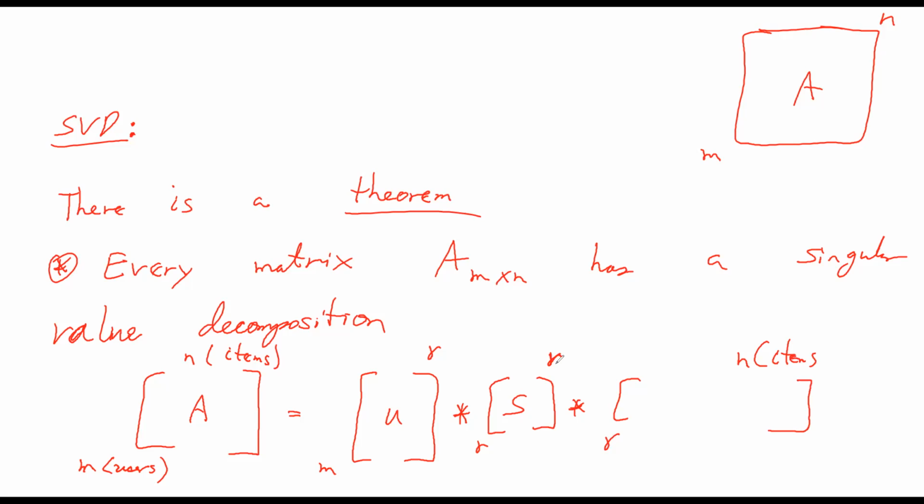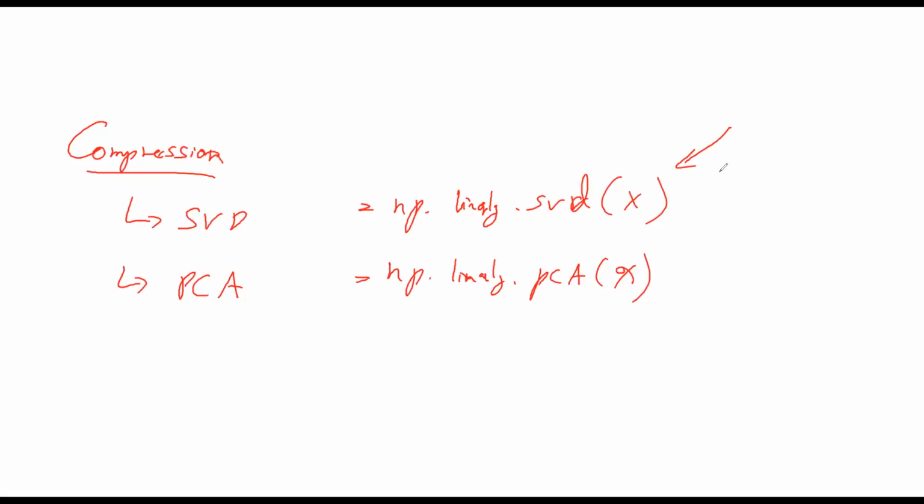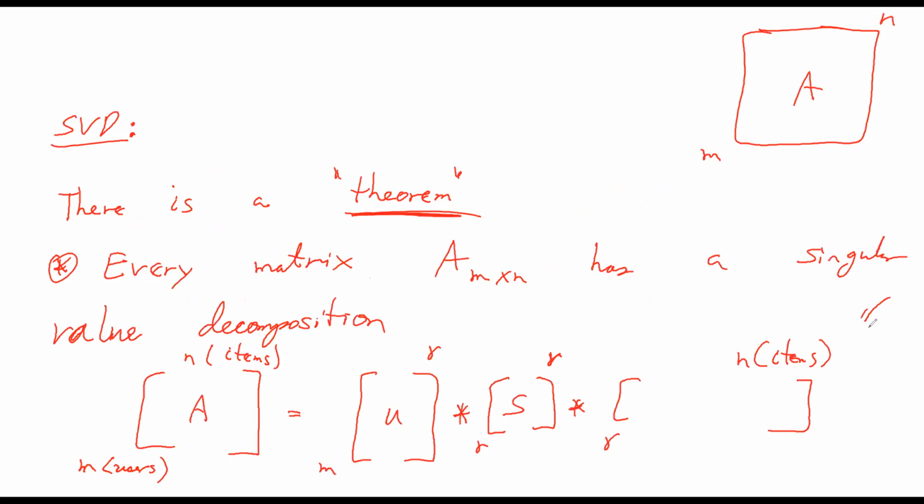This little R is called a rank. So we start with an M by N rating matrix A, of M users by N items, and we decompose it into the product of three matrices, which are these. And that, guys, is a theorem. What that means is that it holds all the time. Now, as the algorithm, this has an algorithm in the background that has an optimization goal, and it follows the logic, but it always arrives at this.